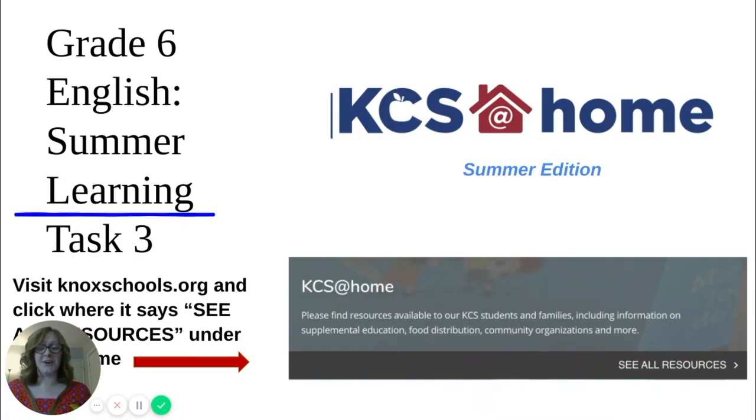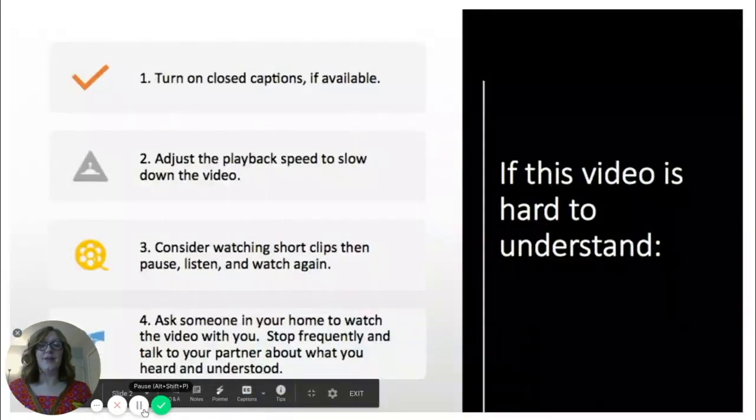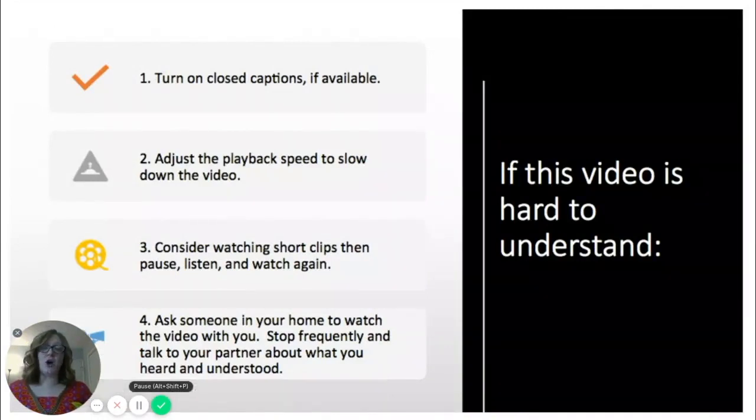Now, let's get started. If this video is hard to understand, turn on closed captions if available. Adjust playback speed to slow down the video. Consider watching in short clips, then pause, listen, and watch again. Ask someone in your home to watch the video with you. Stop frequently and talk to your partner about what you heard and understood.